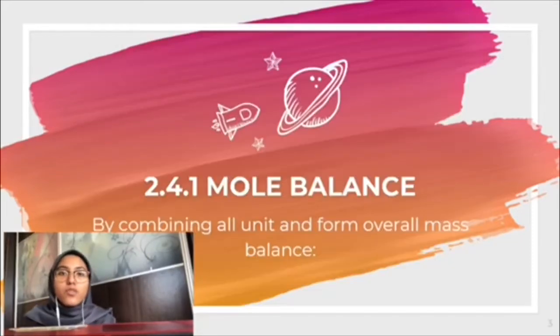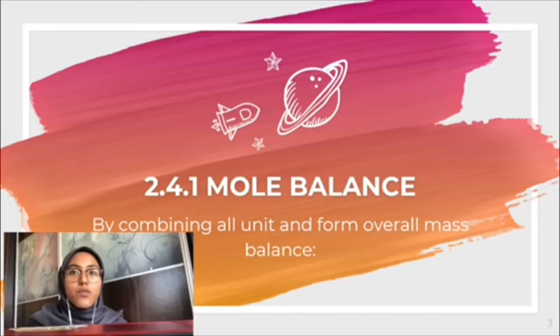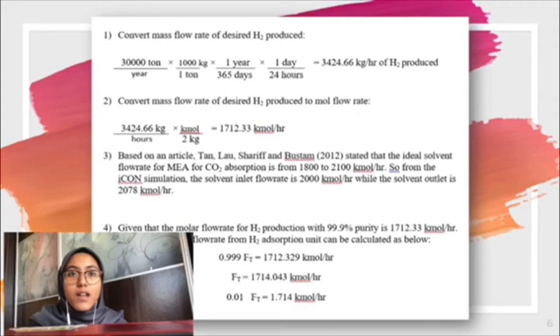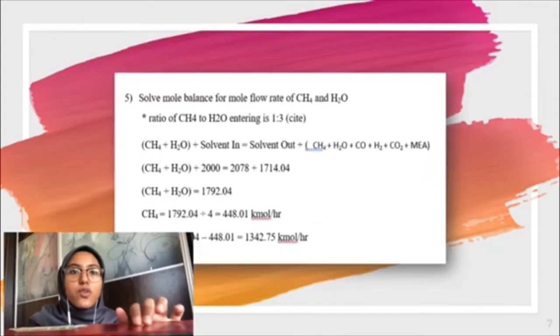So next step, we are going to find the amount of methane that we need to supply in order to have the desired H2 produced at the last unit, which is 30,000 ton per year. We are going to follow these 5 steps, and the amount of methane required is 448.01 kmol per hour in order to produce 30,000 ton per year.